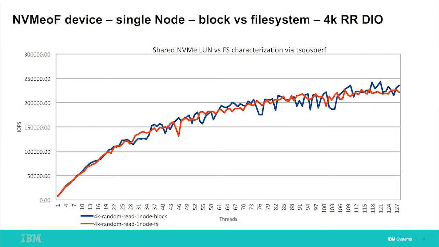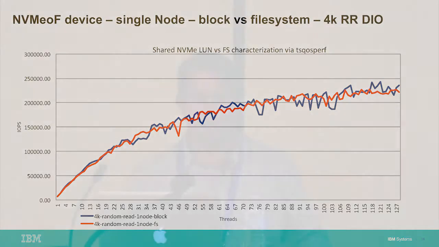You see that with a single node, we can easily scale to around 240,000 IOs per second. And the block level performance is exactly the same as the file system performance. I mean, you can see there's like a 2 to 3% variation at the end, but it's not really much more. So from that, I scaled this up.